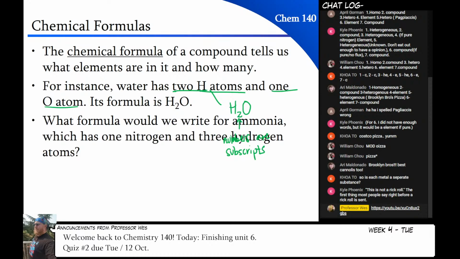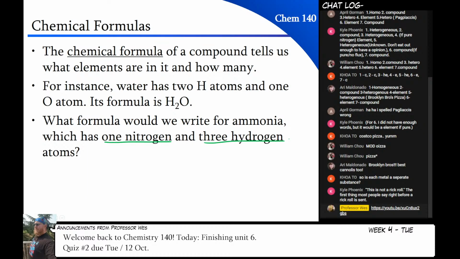All right. So let's do an example here. I'm going to write the formula for ammonia. Ammonia has 1 nitrogen and 3 hydrogen atoms. So what would you write on your paper?